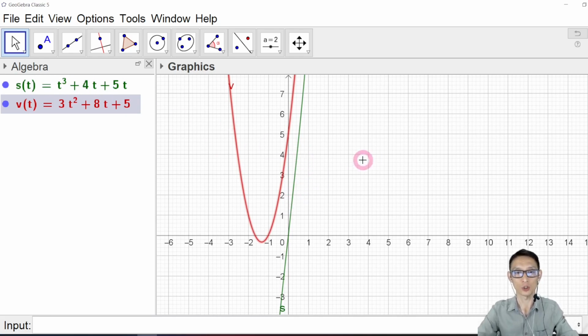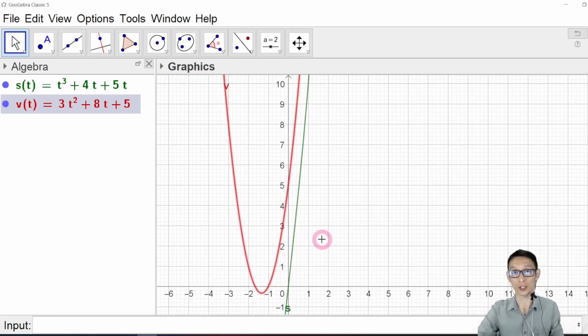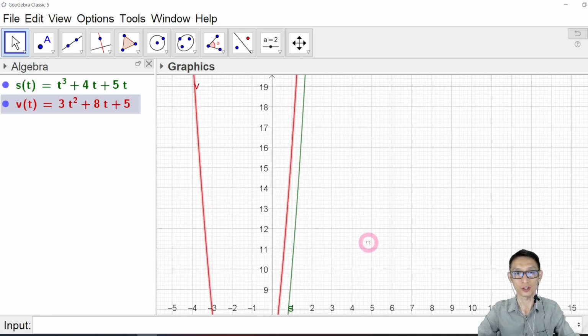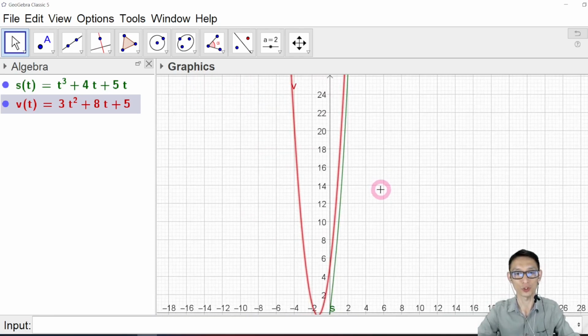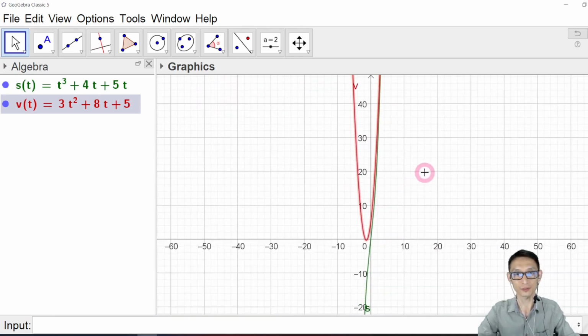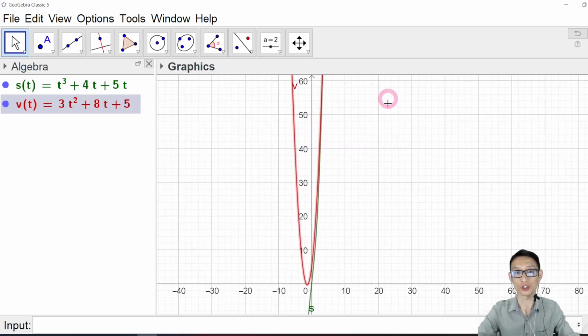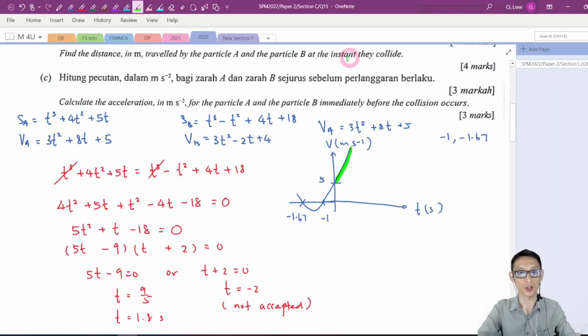Now this is what we expected just now. The particle does not turn direction. You see, it just keeps on going to the right. It will not turn back. So therefore, to get the total distance travelled for the first 1.8 seconds, what we can do is just substitute the 1.8 into the displacement function, and we will be able to get the total distance travelled.